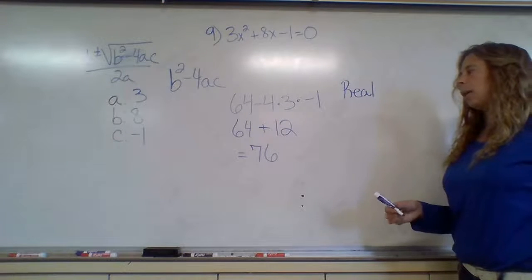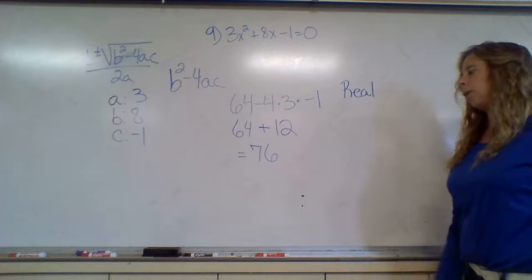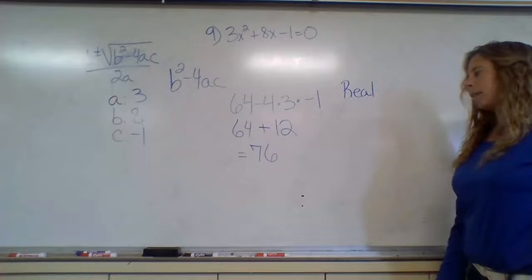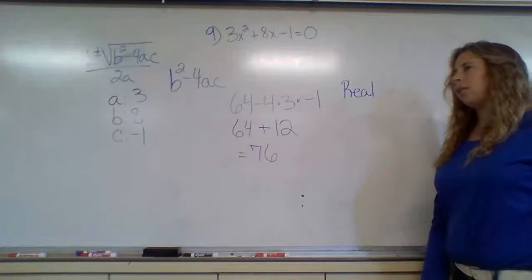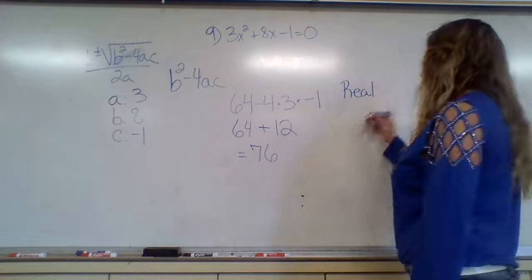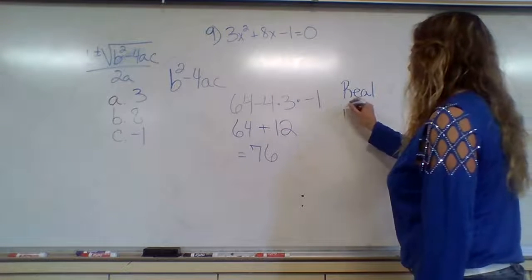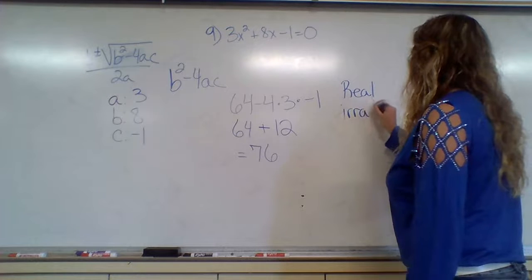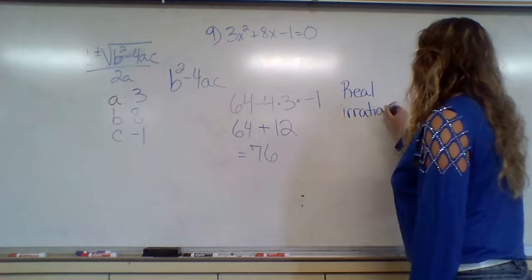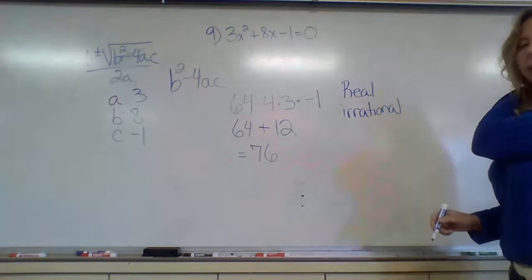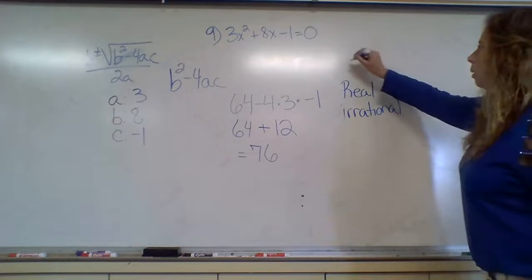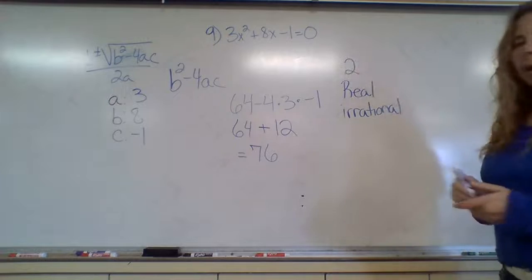If you can't, think about the perfect squares close to it. So like 9 times 9 is 81. 8 times 8 is 64. So this is not a perfect square. So it is irrational. And then how many roots are there? 2. There are 2 real irrational roots.